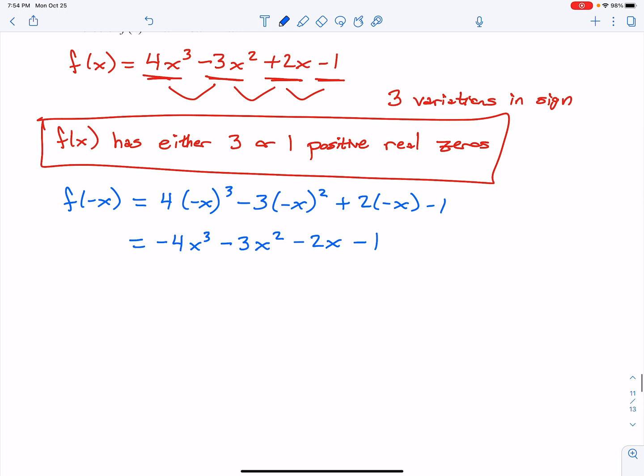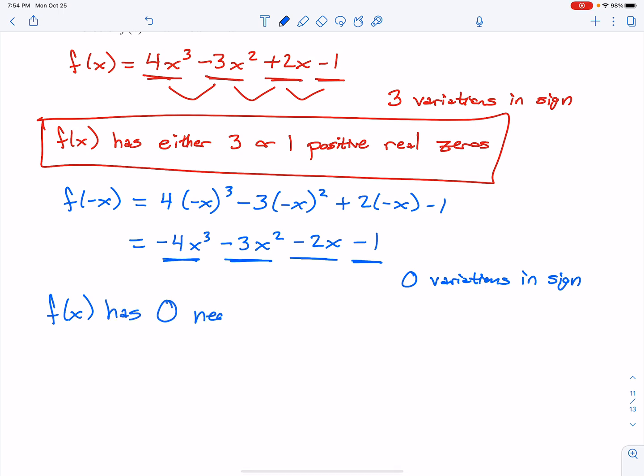So how many variations in sign do we have here? Well, it's negative, and then the next term's negative, no variation. Negative, and the next term's negative, no variation. And then the last term's negative as well. So we have 0 variations in sign here. Which means that f of x, our original function, has 0 negative real zeros.